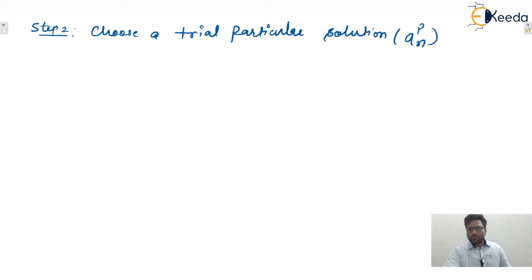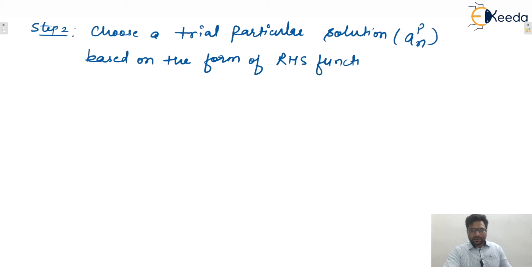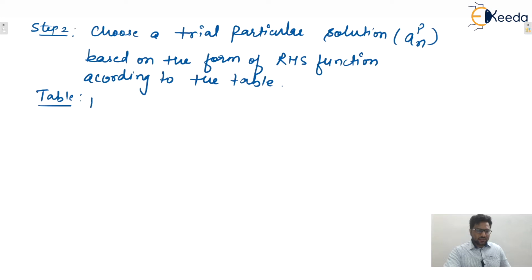Let's say it is denoted by a superscript p, the particular solution. Based on the form of the right hand side function, whatever it may be, we choose it according to the table below. This table is for the particular solution.